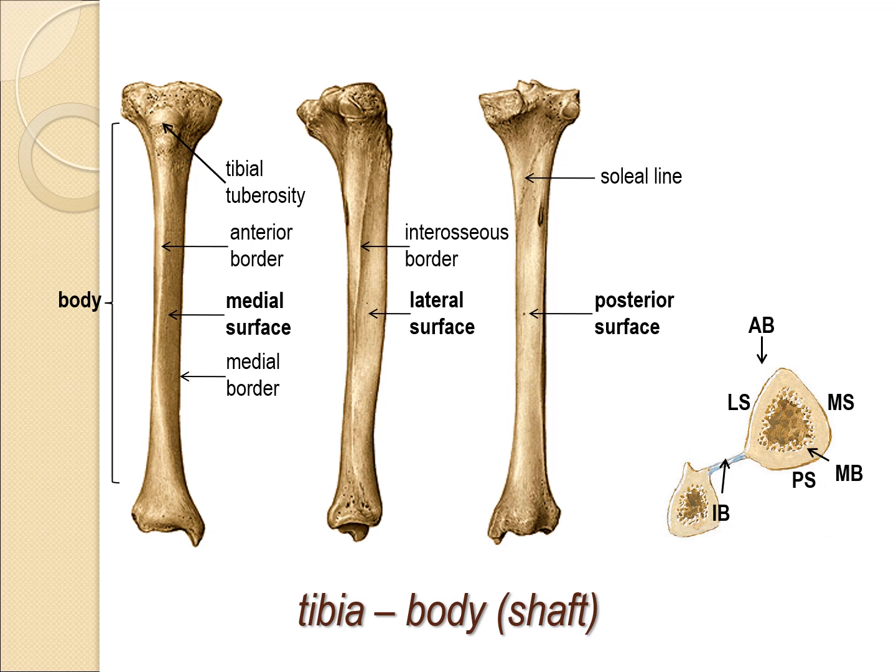Medial surface faces anteromedially. It is almost entirely subcutaneous. Lateral surface lies between anterior and interosseous borders. Posterior surface lies between the medial and lateral borders. At the upper part of the posterior surface is a visible soleal line. Medial surface lies between the anterior and medial borders.